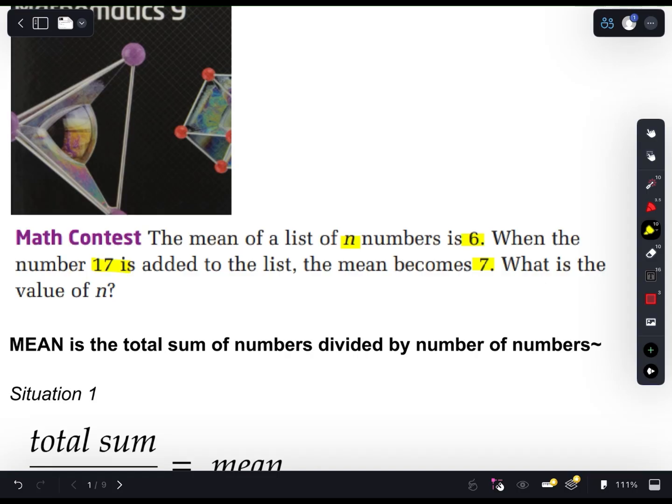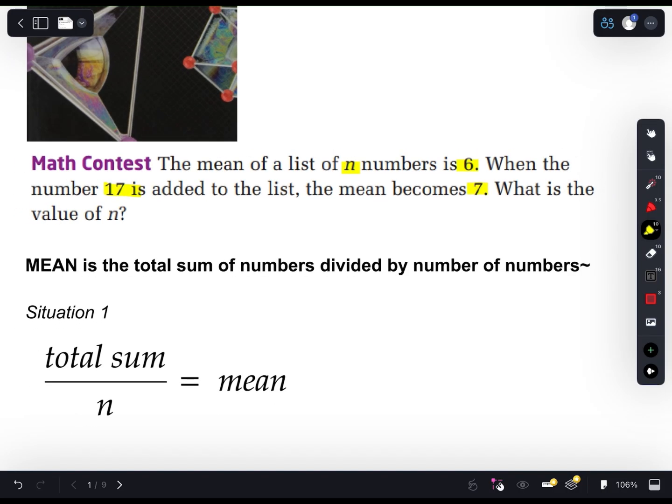Okay, so we have a question here about mean. Mean is the average of a bunch of numbers. So the formula for mean is just taking the sum of all those numbers. If you have 5 different numbers, you add up all those numbers and you divide them by the number of numbers. So there's 5 numbers, so you take that total sum, you divide it by 5, and there you have the average, the mean. Mean is the total sum of numbers divided by the number of numbers. So that's what we know. What is happening in this question?